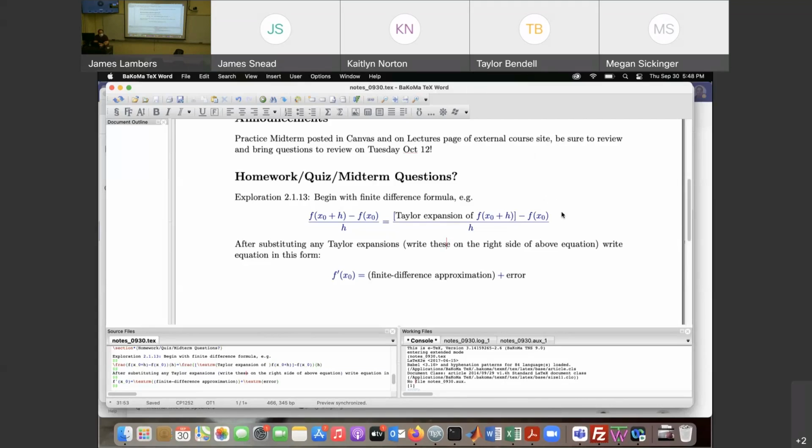Yeah. When you do the Taylor expansion of f of x naught plus h, is x naught the radius? X naught is the center. The center, yeah. So you think of h as like being a radius. Okay.